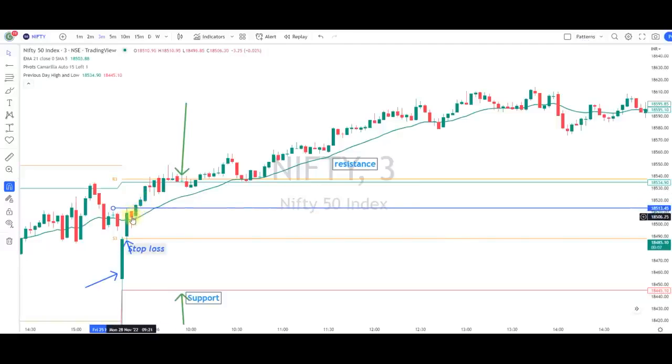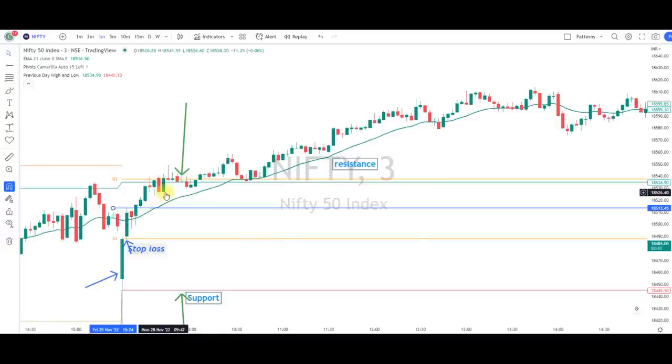We will not enter in this red candle because this is a pullback candle. We can enter long here in this particular green candle, and as this is scalping, we should not keep our trade for a long time, as I already told you. So we can book our profits at the previous day high or at R3. As R3 is nearby, we can keep till R3.